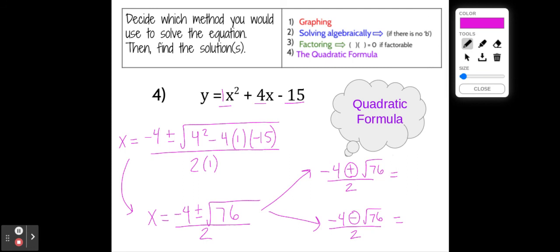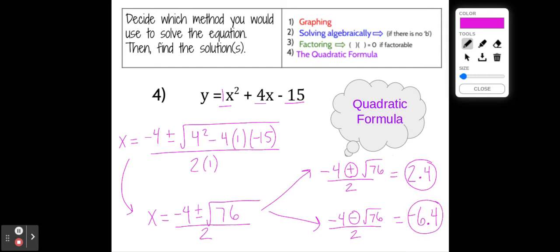Okay, first one. Negative 4 plus the square root of 76. I'm pushing equals and then I'm dividing it by 2. And we're going to round it to just the tenths. We'll just go 1 decimal place. And that's going to round up to 2.4 as a solution. Okay, then the other one, negative 4 minus the square root of 76. I'm going to push equals here before I divide it by 2. And the other solution, if we go out to the tenths place, is a negative solution, negative 6.4.